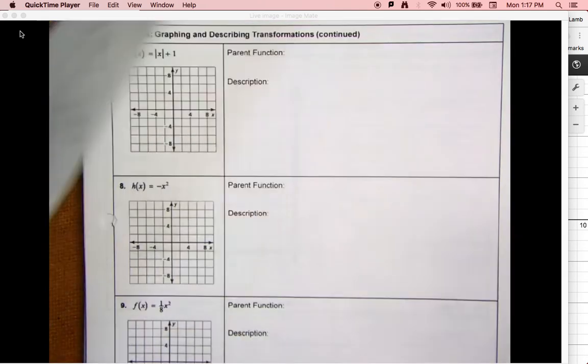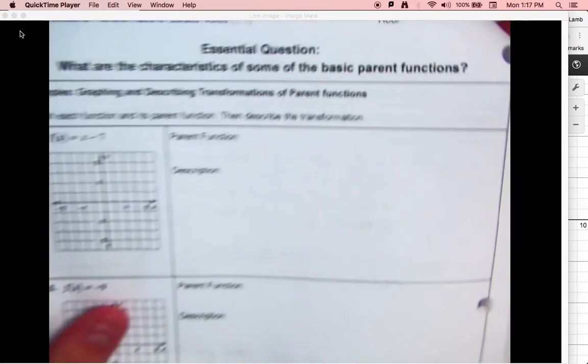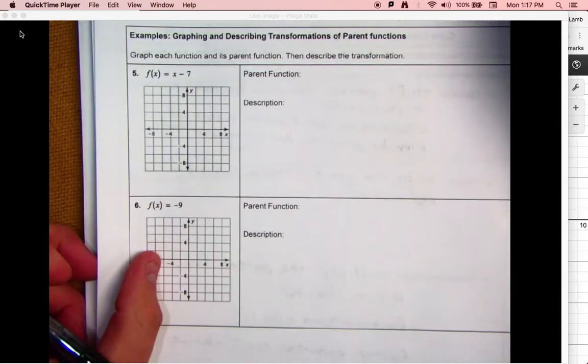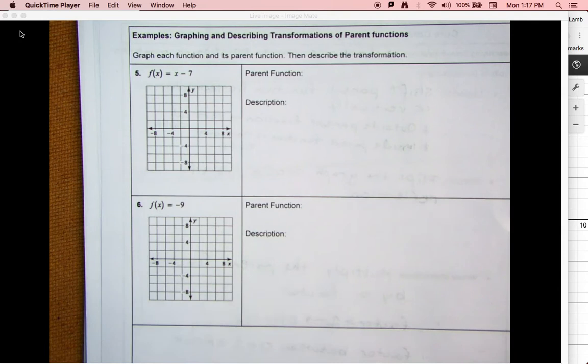So let's take a minute and look at the next few pages of examples. We'll try to go quickly through these. Remember, the whole idea is you just want to get an idea of what a transformation is. All right, so here's what we want to do. On this graph, we want to first graph the function and its parent function, then describe the transformation. And I'm going to do it on Desmos and then copy this stuff over.